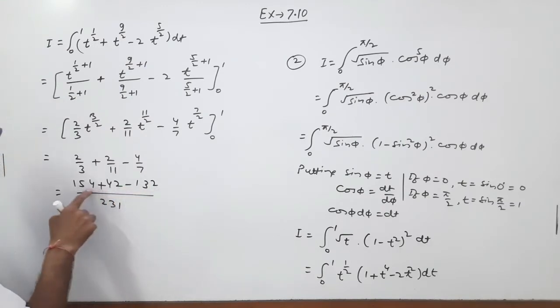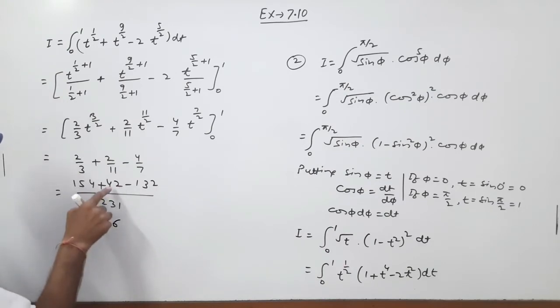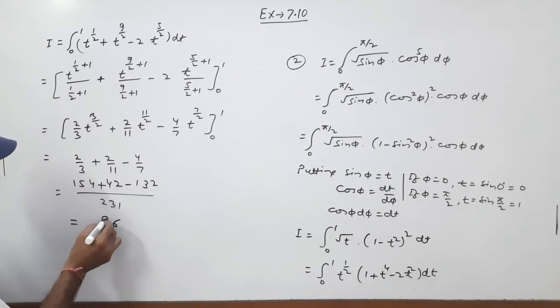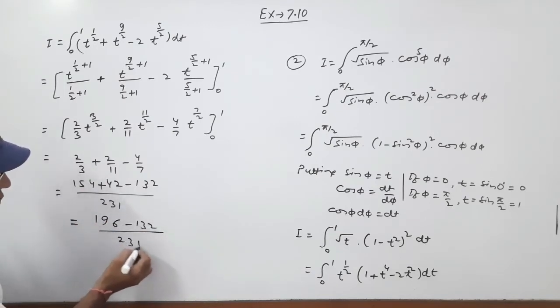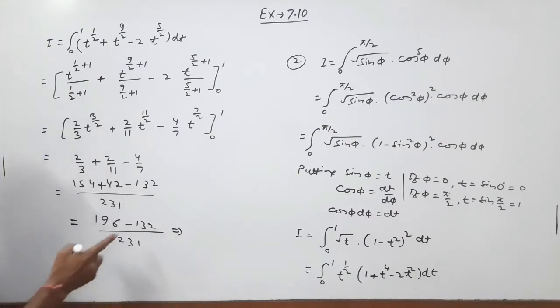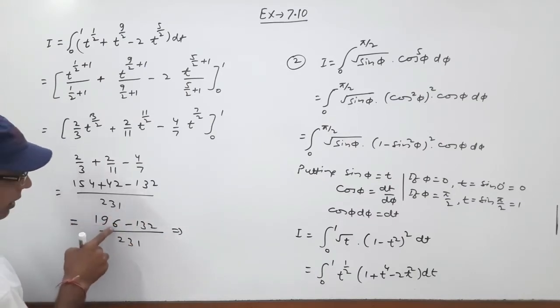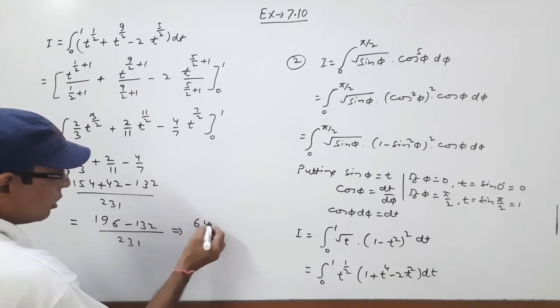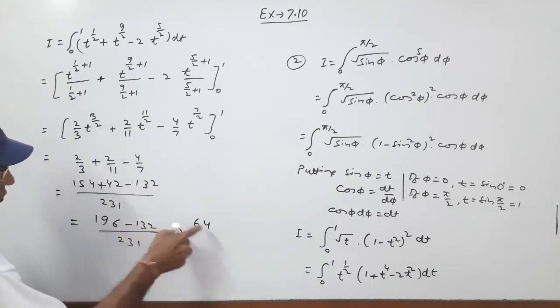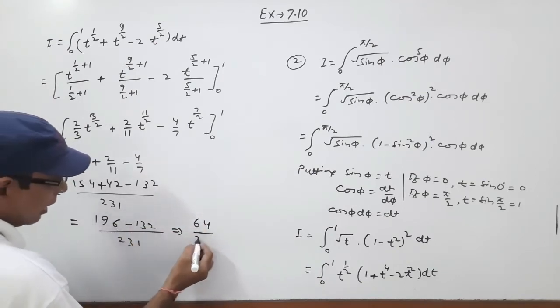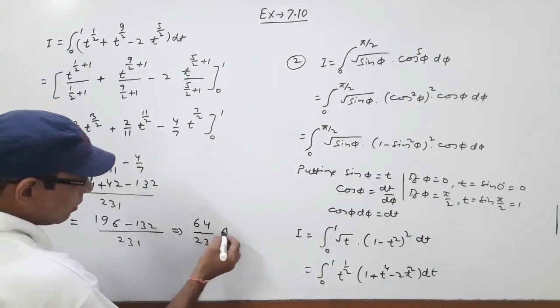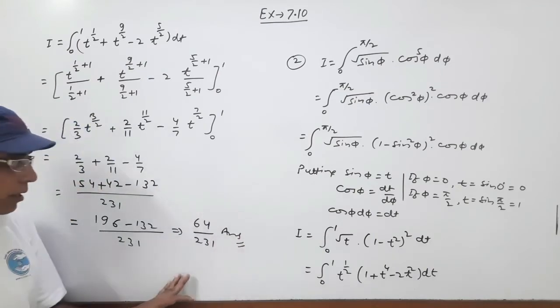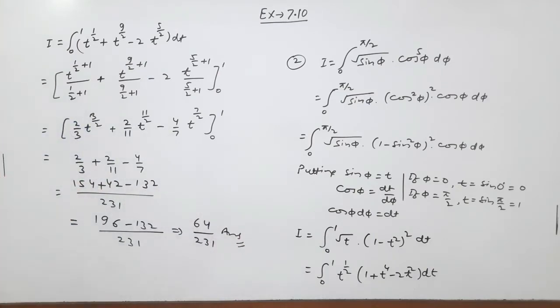Now these two numbers are positive. Then adding these two numbers we have 6 5 and 4 9 and 1, minus 132 upon 231. Now subtracting 132 from 196 we get 64. 6 minus 2 is 4, 9 minus 3 is 6, upon 231. The question is completed now.